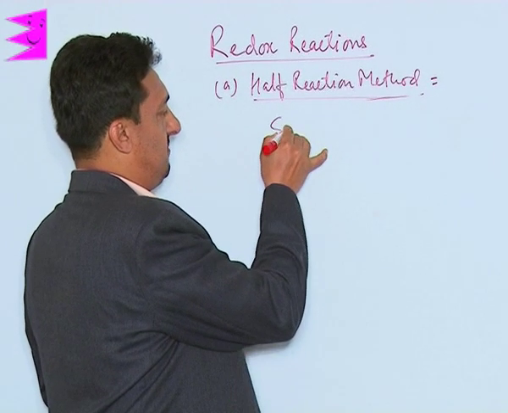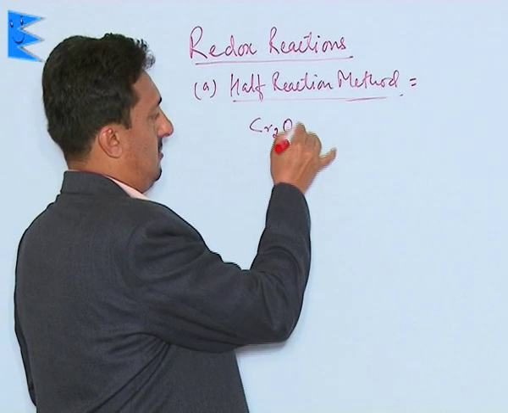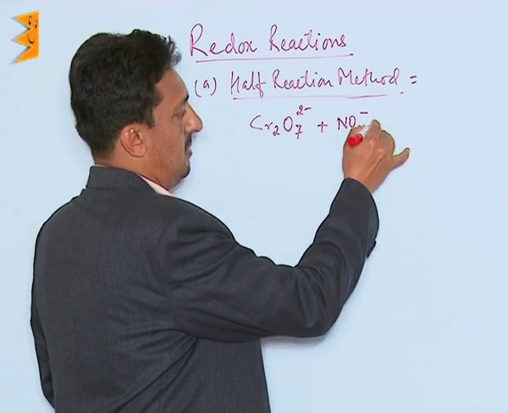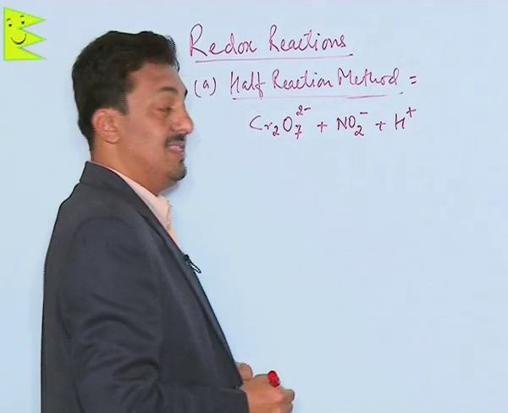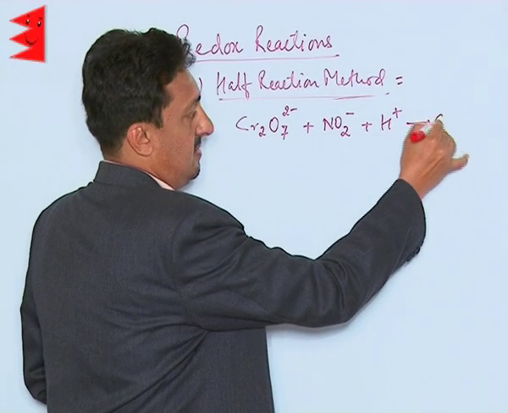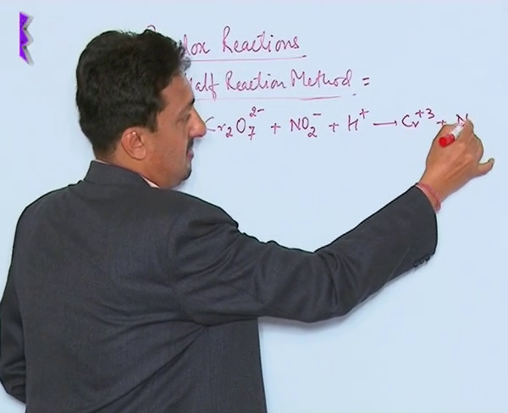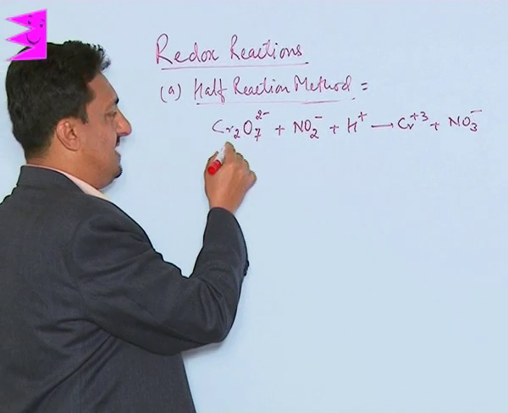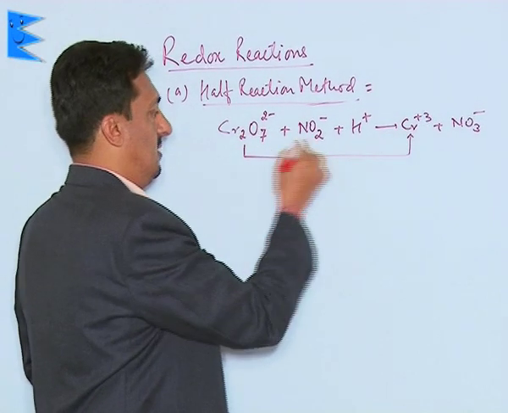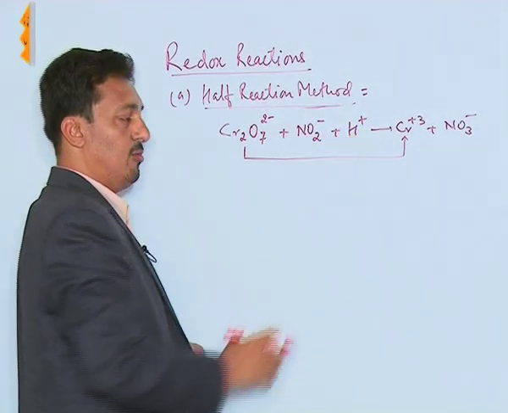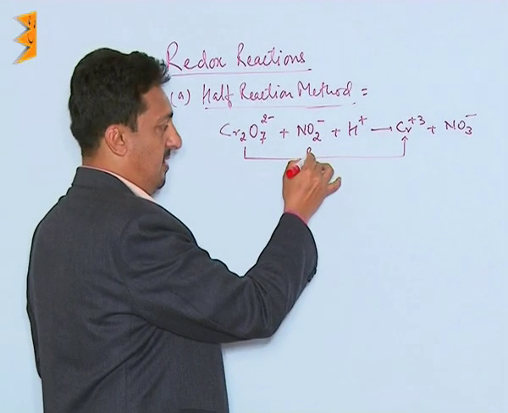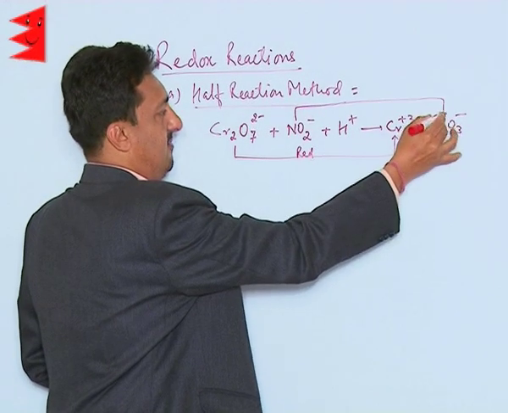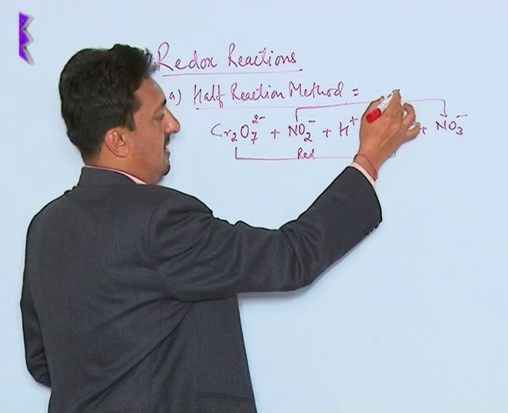The example is of dichromate ion, which when reacted with nitrite ion in acidic medium gets reduced to Cr plus 3 and oxidizes nitrite to nitrate ion. We will divide this reaction into two halves. One in which the dichromate ion is changing into chromium plus 3, and this is your reduction half, whereas your NO2 minus is getting changed to NO3 minus, where it is getting what? Oxidized.